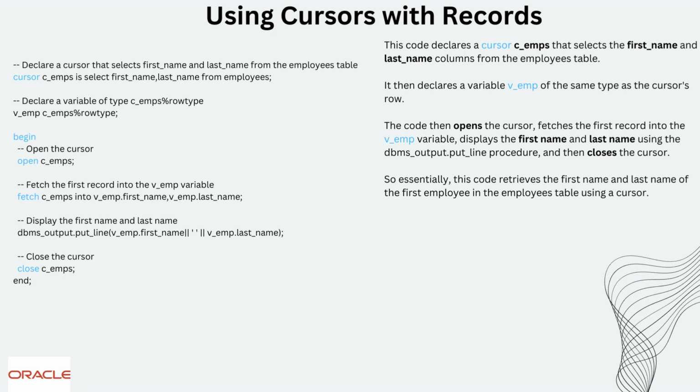This code declares a cursor c_emps that selects the first_name and last_name columns from the employees table. It then declares a variable v_emp of the same type as the cursor's row. The code then opens the cursor, fetches the first record into the v_emp variable, displays the first name and last name using the dbms_output.put_line procedure, and then closes the cursor.